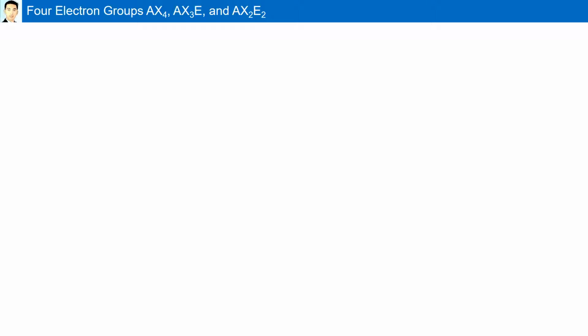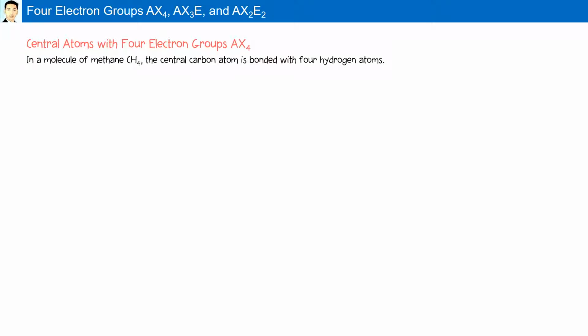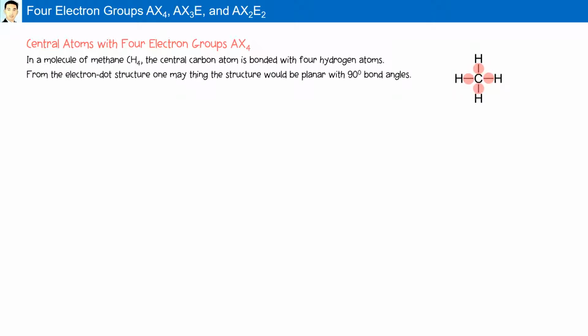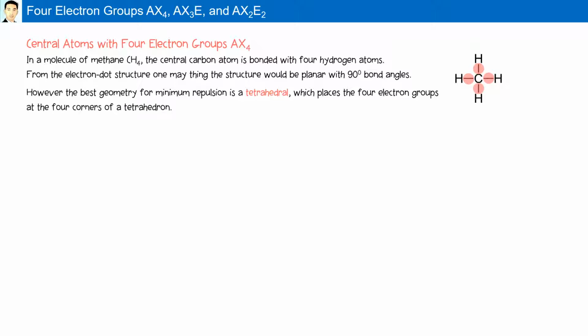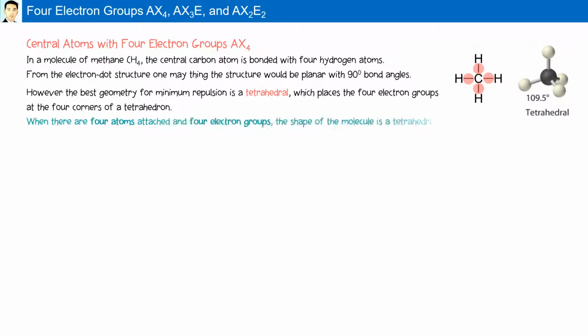Four electron groups. Central atoms with four electron groups, AX4. In a molecule of methane, the central carbon atom is bonded with four hydrogen atoms. From the electron dot structure, one may think the structure would be planar with 90-degree bond angles. However, the best geometry for minimum repulsion is the tetrahedral, which places the four electron groups at the four corners of a tetrahedron. When there are four atoms attached and four electron groups, the shape of the molecule is tetrahedral.